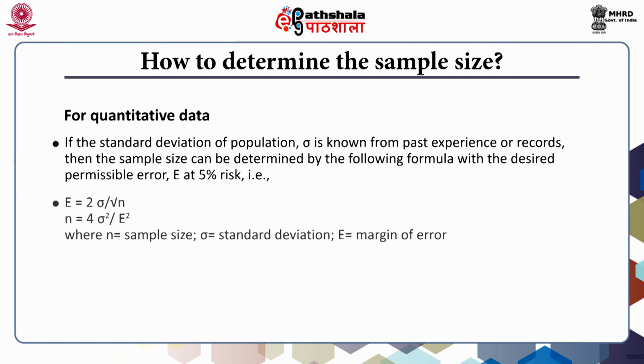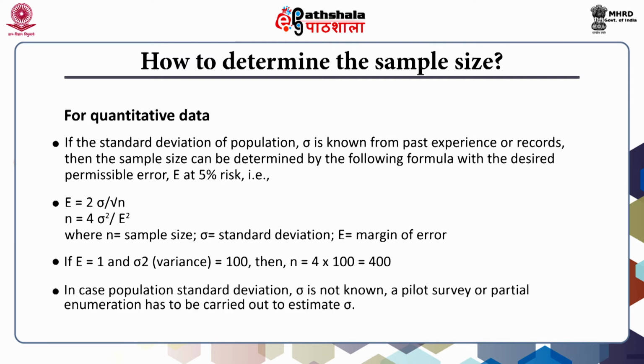That is, E is equal to 2 sigma by root n, from which n comes to be 4 sigma square by E square. Here n is the sample size, sigma is the standard deviation and E is the margin of error. If E is equal to 1 and sigma square is equal to 100, then n is equal to 400. In case population standard deviation sigma is not known, a pilot survey or partial enumeration has to be carried out to estimate the sigma.